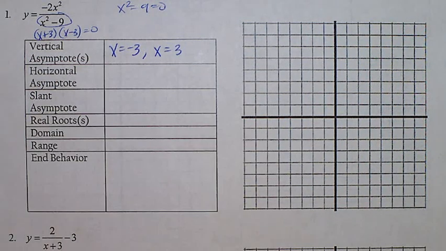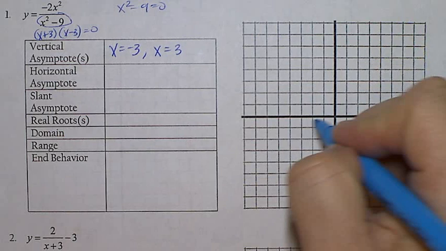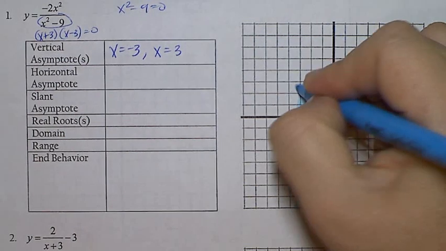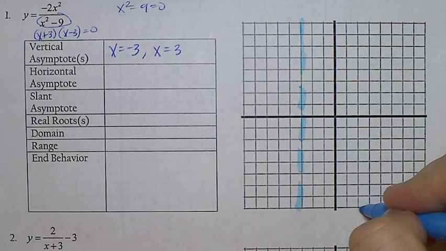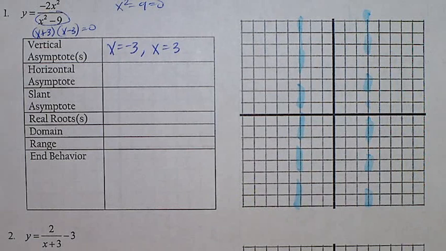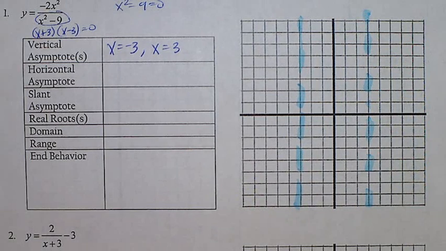So I'm going to take my highlighter, I'm going to go over to -3 and +3. I'm going to make dotted lines going through the x-intercept of 3 and -3. You're going to notice later when we actually graph this on a graphing calculator that those asymptotes are invisible on a graphing calculator.